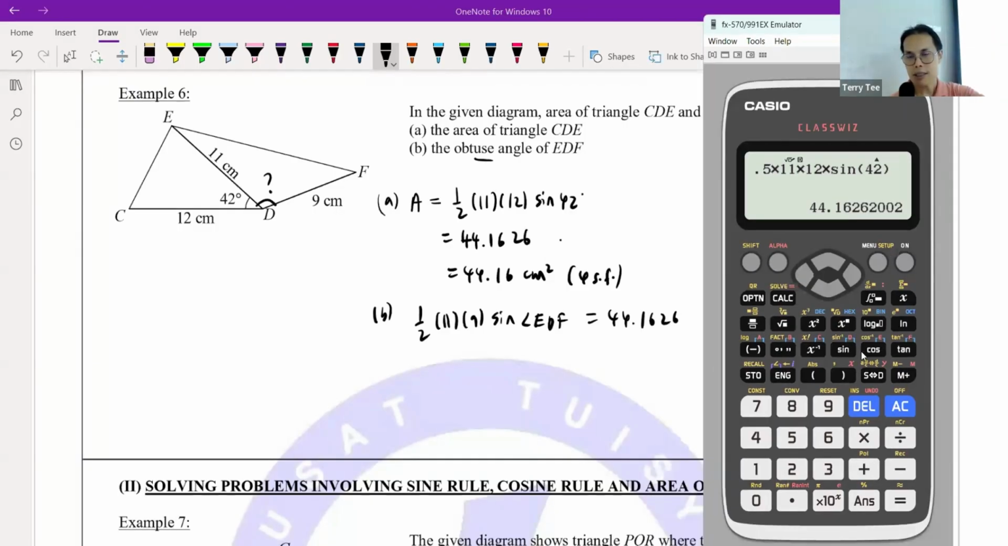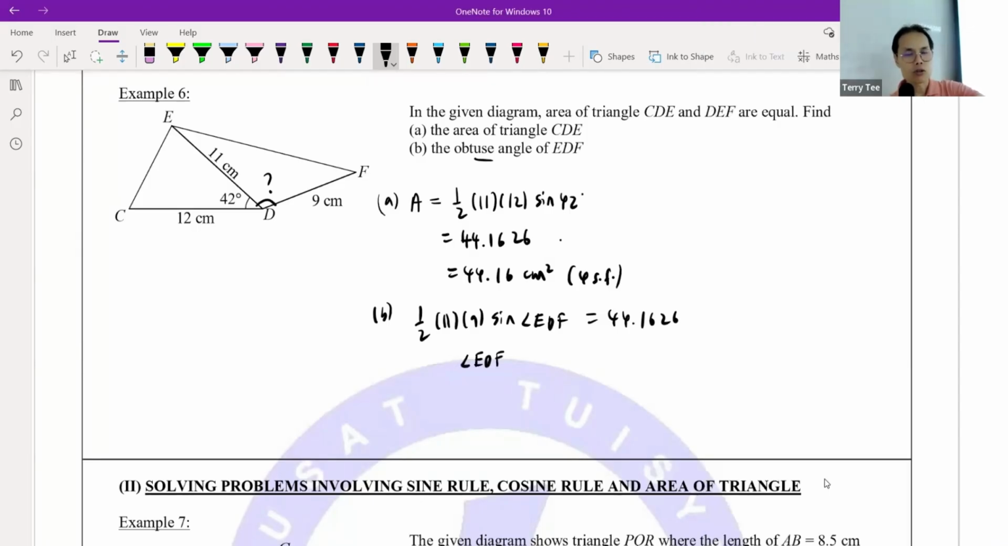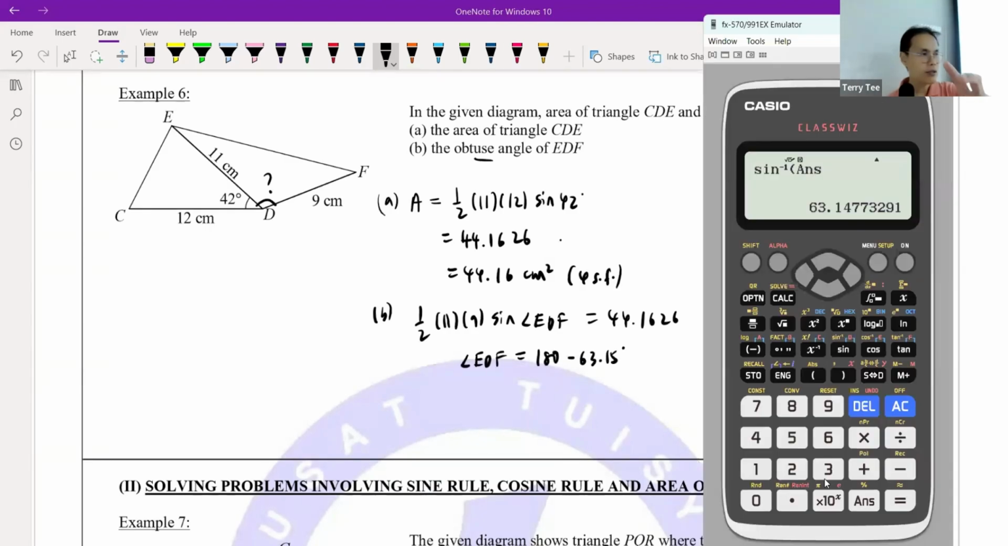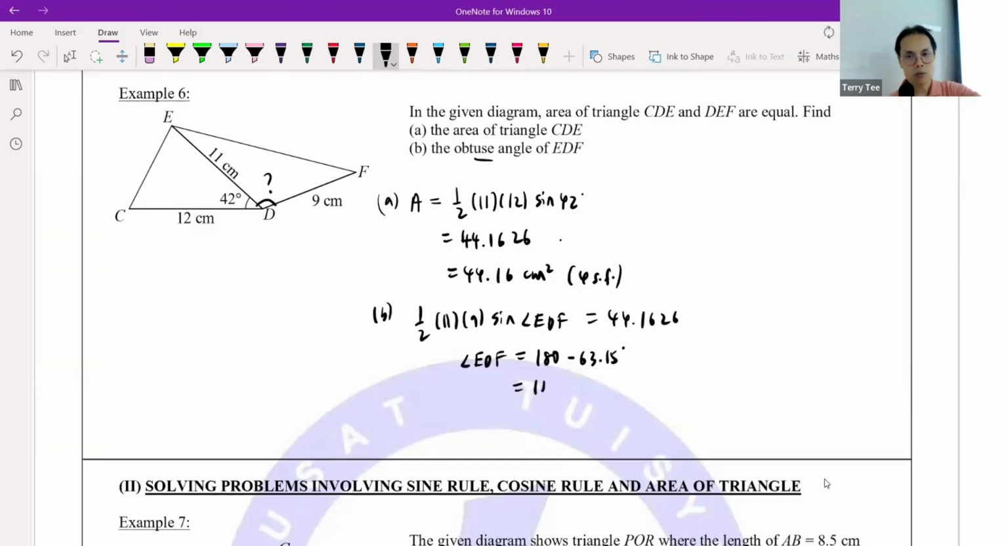So let me do this. Take this answer times 2, divide by 11, divide by 9, whatever I get, shift sine, answer equals. Because the question says obtuse angle, be careful. You cannot take 63.15. Your EDF should be 180 minus 63.15. In the event that you have an obtuse angle, always remember to do 180 minus. So this will be 116.85. Let me double check.